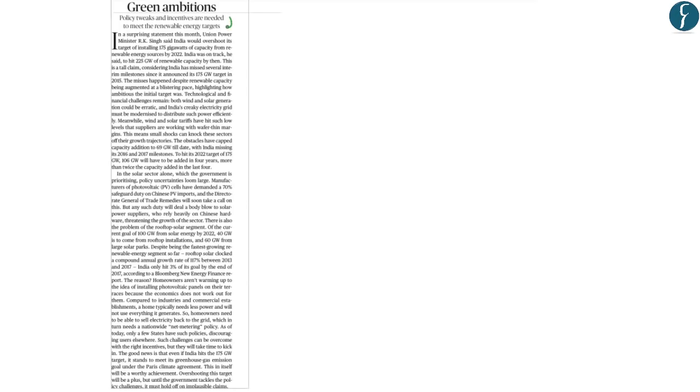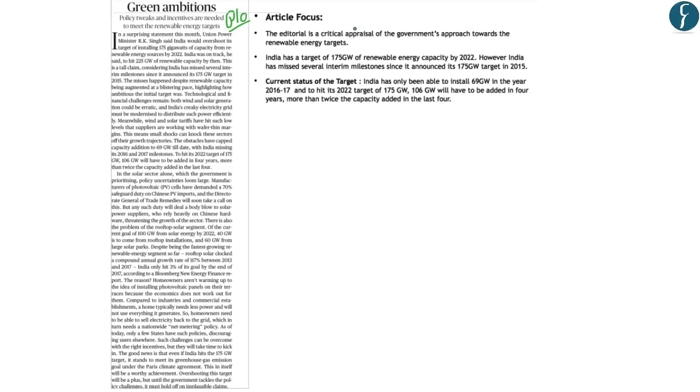Now we have taken this article from page 10. Now the focus of this article is that the editorial provides a critical appraisal on the government's approach towards renewable energy targets in India, wherein India has set a target of 175 gigawatts of renewable energy and it intends to form this capacity by 2022.